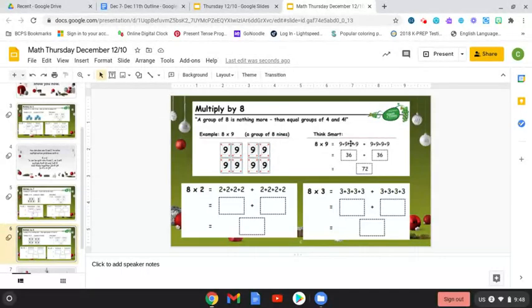So 9 times 4 is 36. And 9 times 4 again is 36. And I put those together to get 72. Now, this is the same thing as down here.